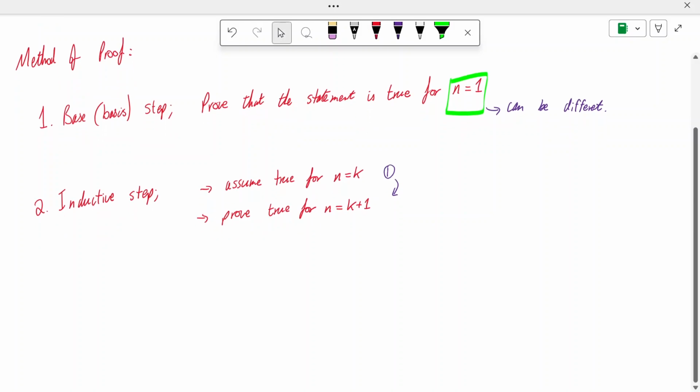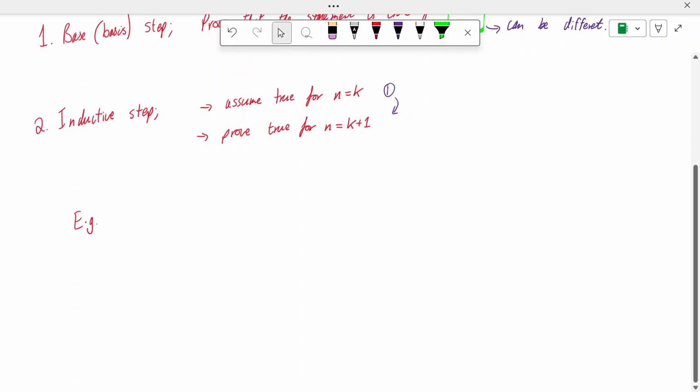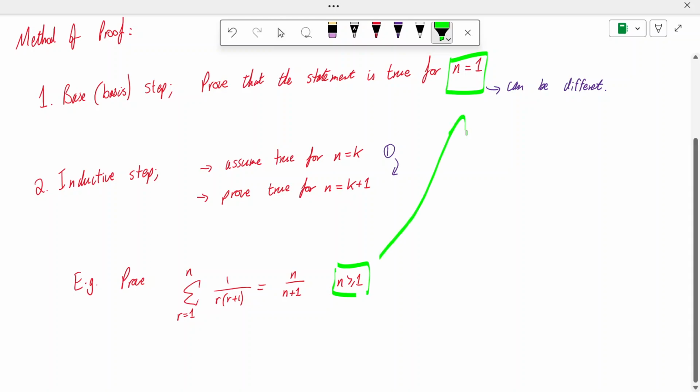Let's jump into some examples. There are two things that we need to work with. One is sums, and that's what we're going to start with first. We're going to prove that the sum from r equals 1 all the way up to some integer n of this particular expression is equal to n on n plus 1, where n is greater than or equal to 1. The question will always tell us what our starting point is.